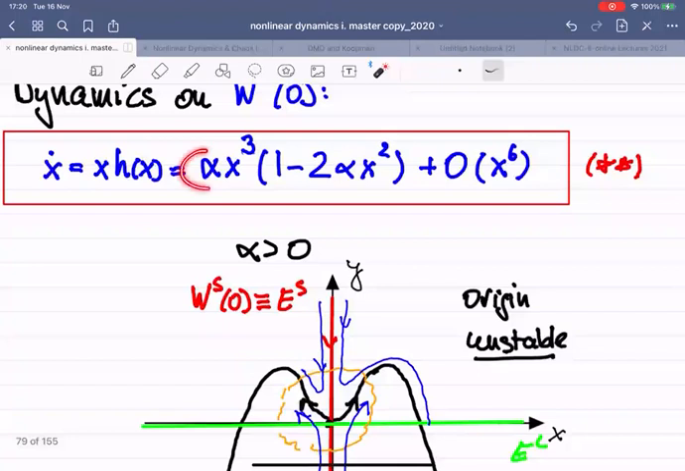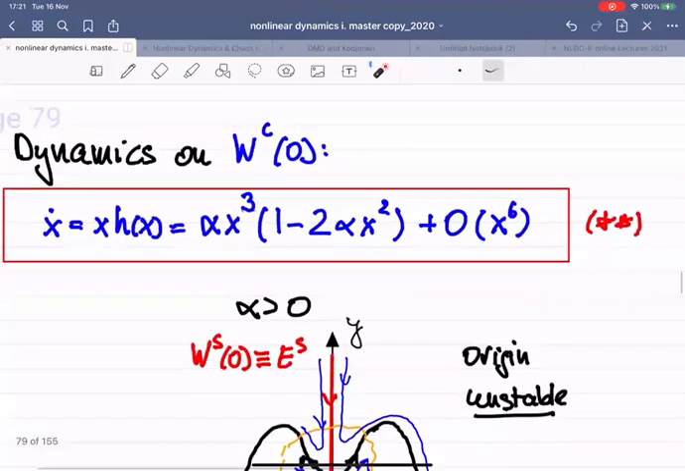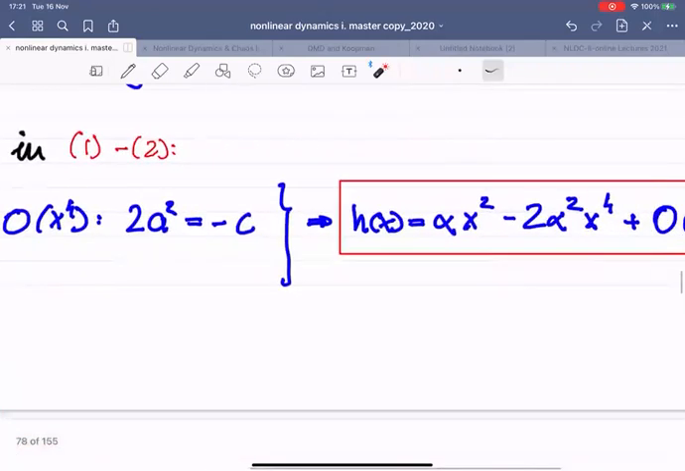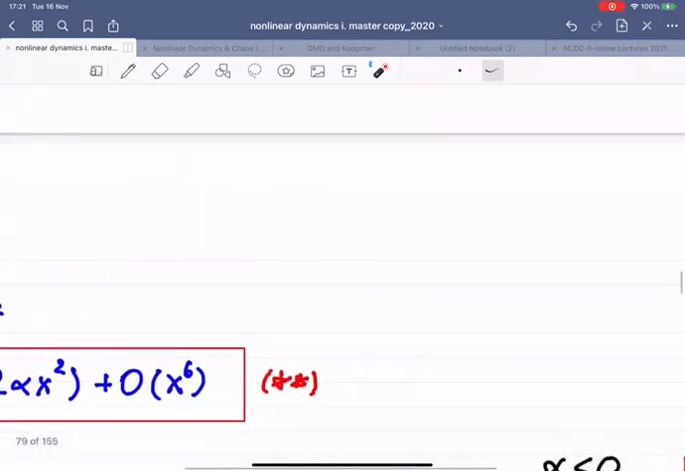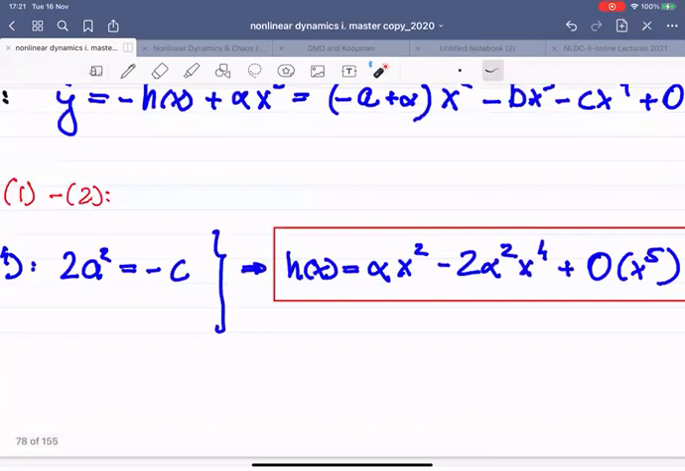Let's look at the case when alpha is bigger than 0. So when alpha is bigger than 0, let's look at first what that means for the shape of the center manifold. This term will give you an upside down parabola when alpha is less than 0, right? This is what I started with. Now alpha bigger than 0, and it's just a normal parabola.